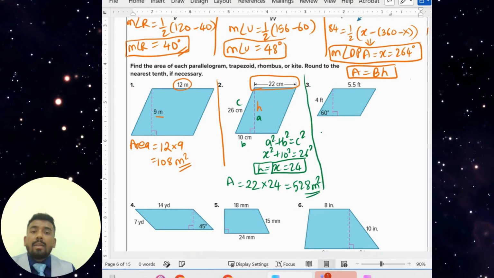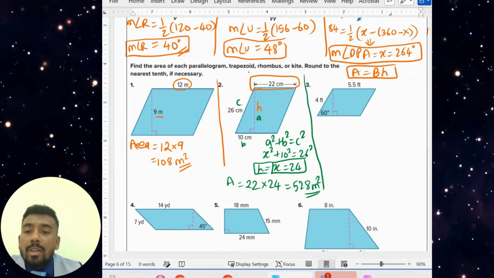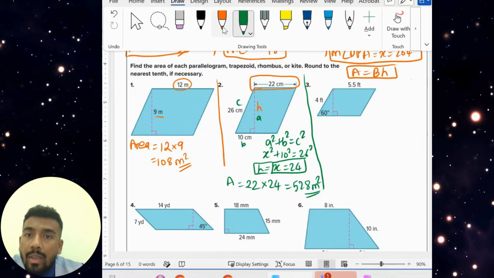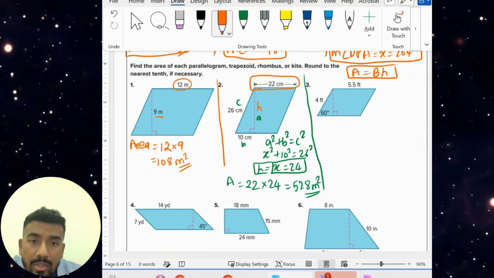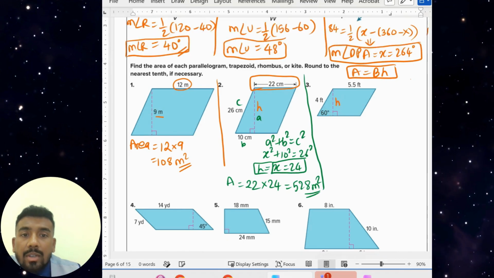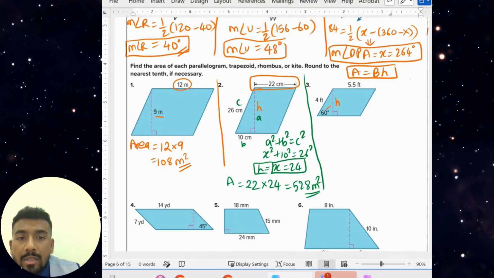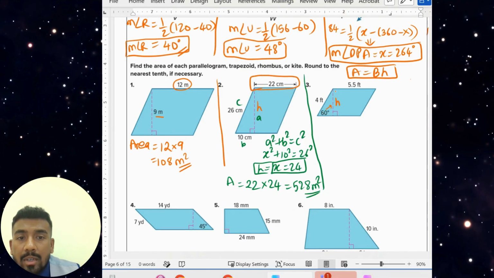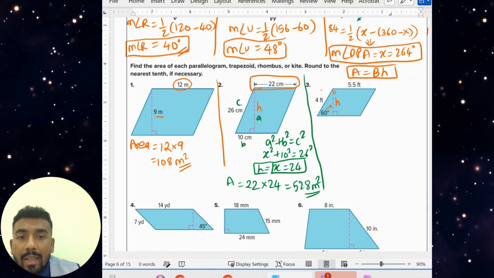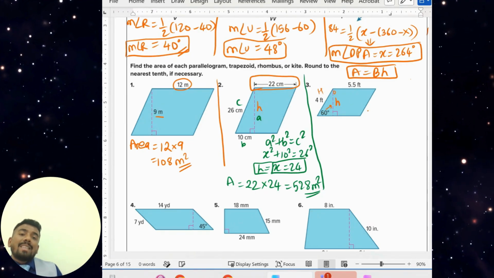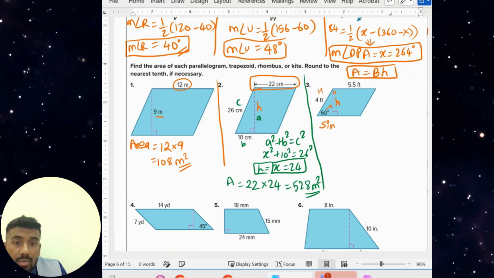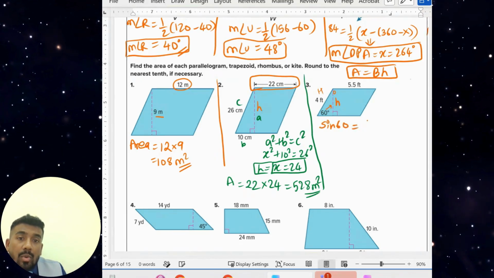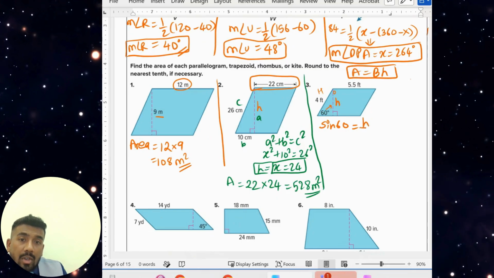Question number 3. Here we will use trigonometry. Now here you know the 60 degree angle, and to find h. What is this? This is opposite and this is hypotenuse. So you have opposite and you have hypotenuse. So O and H. So which rule should I use? Sine. So sine 60 is equal to what? Opposite, that's your H over hypotenuse.